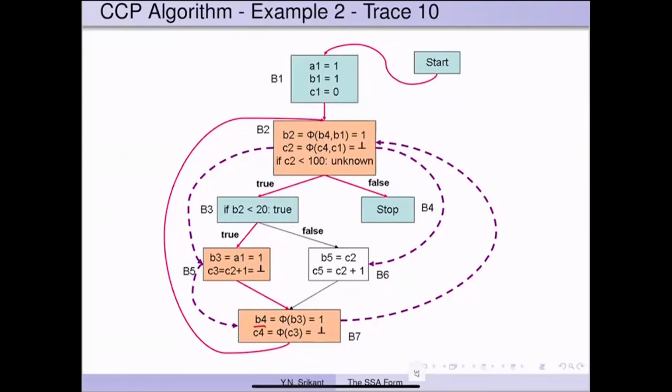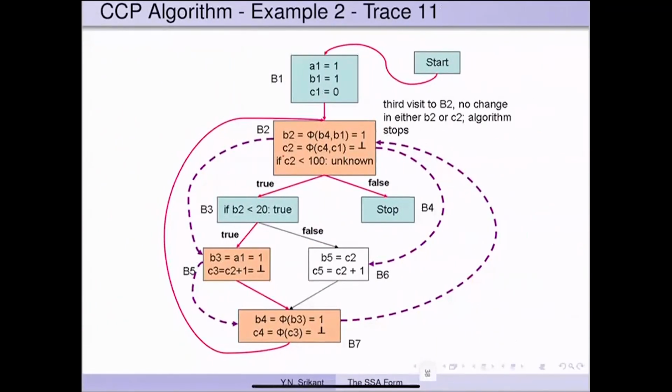So now the value of B4 is still 1, but the value of C4 becomes bottom, and that value is fed to the block B2 via the SSA edge. Now B2 is 1, C2 is not a constant, and the condition is either true or false. We don't know which one. And now the algorithm has not changed any value. B2 and C2 have remained the same. The condition value has remained the same. So it stops.